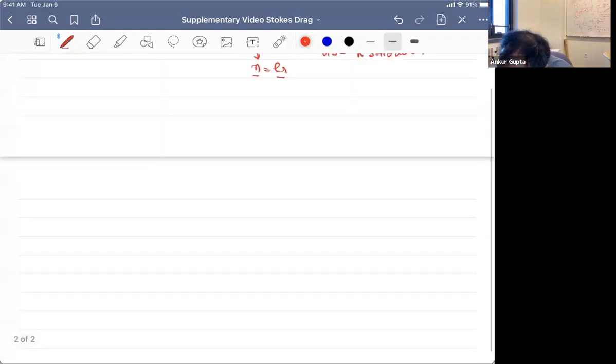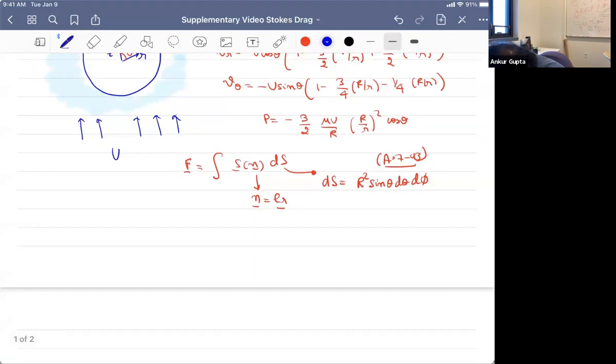Then the third element before we integrate: note that theta will go from 0 to pi and phi will go from 0 to 2 pi. This is the way you define spherical coordinates: theta is the angle from z, and phi is along the circumference, so it goes from 0 to 2 pi.